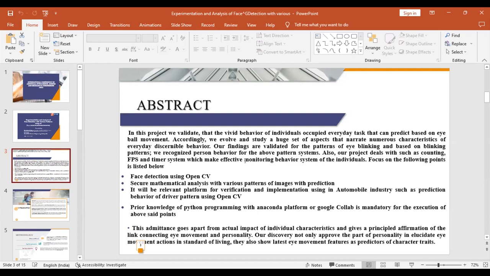The methodology in these techniques is facial detection using OpenCV, where we use the algorithms. We also did secured mathematical analysis in the predictions. The platform we are using is OpenCV, with prior knowledge of Python and Google Colab. This is the abstract for the project.